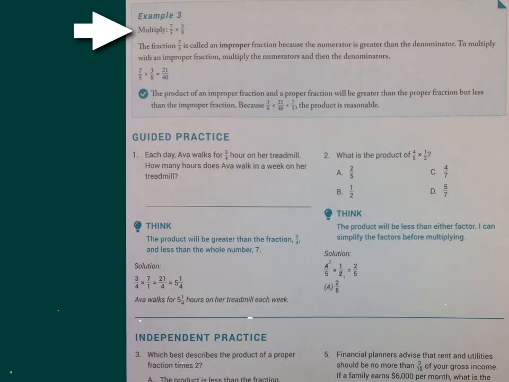Okay, let's look at example 3. So we're going to multiply 7/5 times 3/8. The fraction 7/5 is called an improper fraction because the numerator is greater than the denominator. To multiply with an improper fraction, we're going to multiply the numerators and then the denominators. So we're going to say 7/5 times 3/8, and that is going to equal 21/40. So that is how we do an improper fraction.